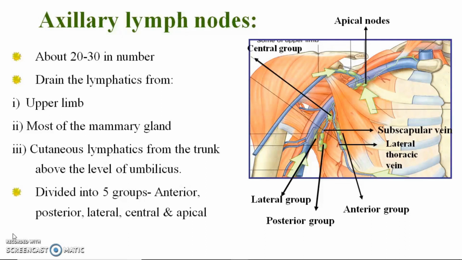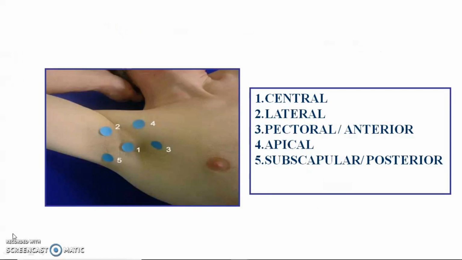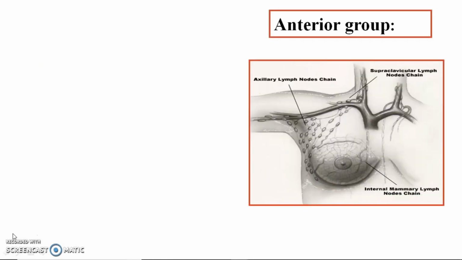Along with that, they are divided into 5 groups: anterior, posterior, lateral, central and apical. And then we will be having the arrangement in such a way like this. First, central; second one is lateral; third one pectoral or anterior; fourth is apical; and fifth will be called subscapular or posterior axillary lymph nodes. Now we will move on to the anterior group of axillary lymph nodes.